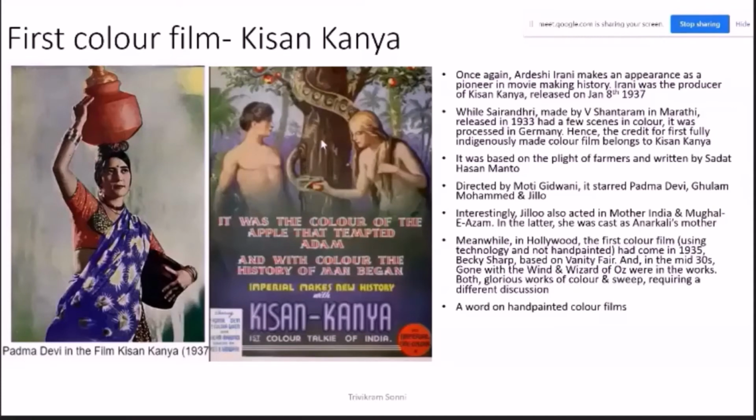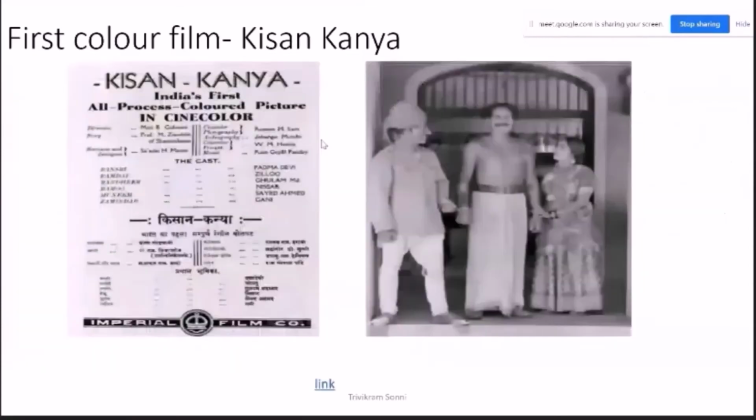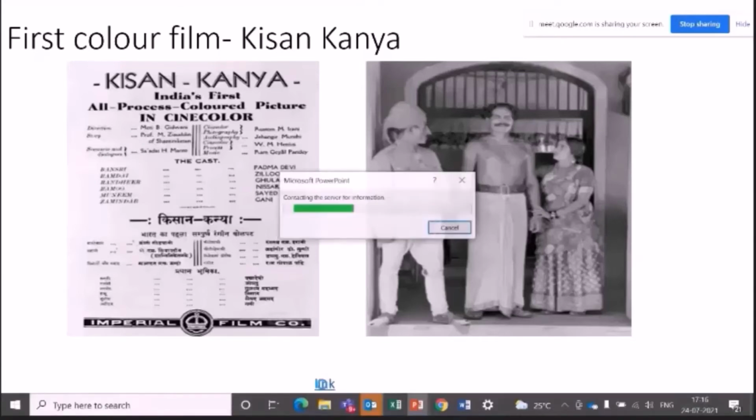So this is Kisan Kanya, Ardesh Irani, Padma Devi. Padma Devi came from Bengal, used to go on the stage, and then she came into the movies. This is a poster on the left-hand side. All process colored picture in Cine Color, giving you the cast and crew. On the right-hand side, I have a link. I've forgotten what this link takes us to, but let's see where it goes.